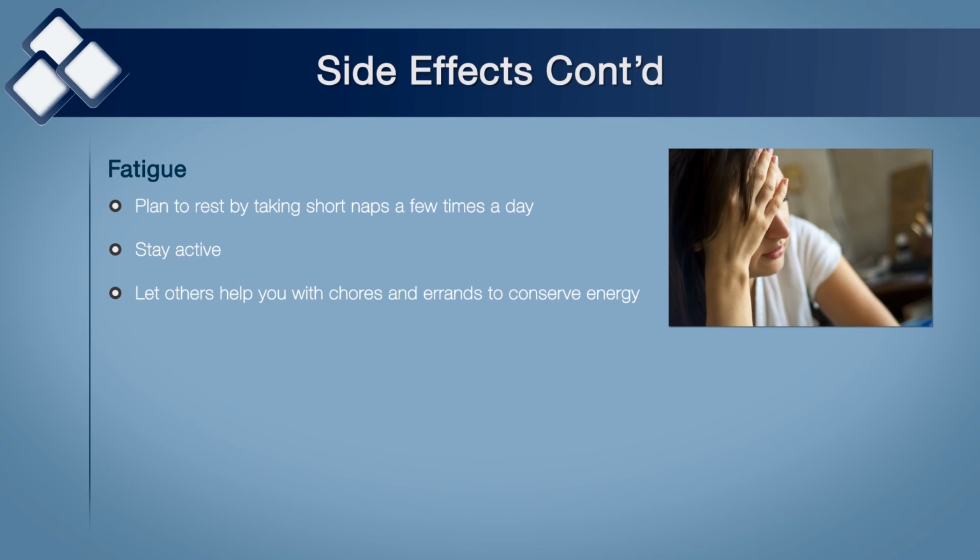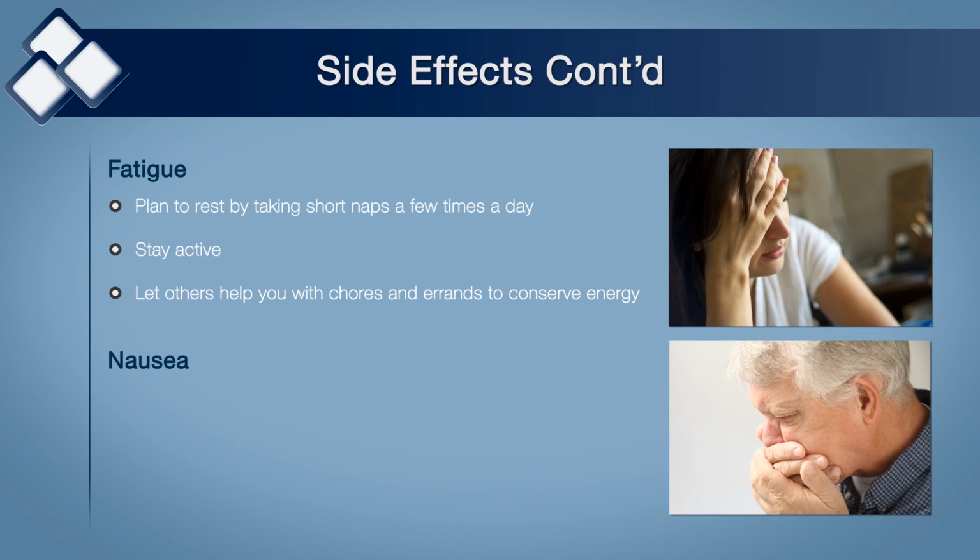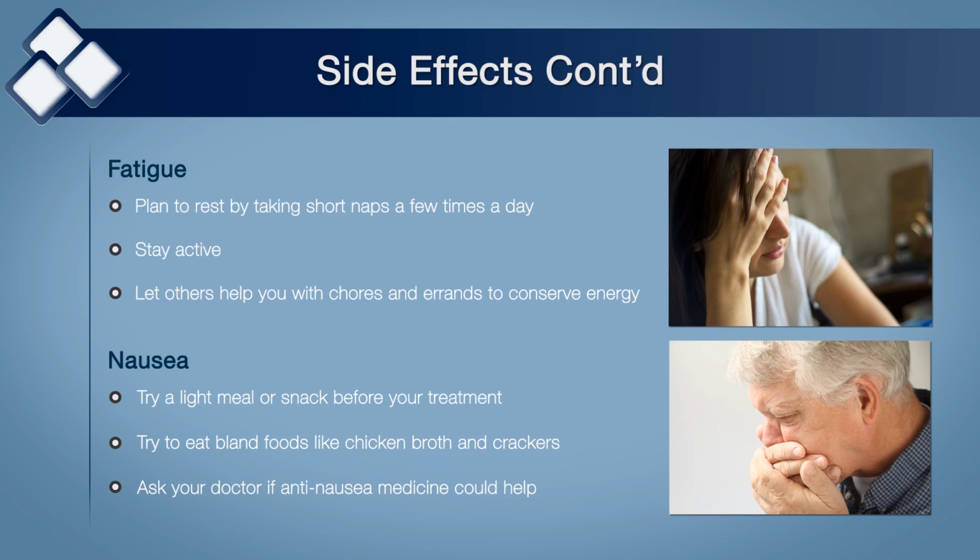With nausea, if you are getting chemo or radiation, try a light meal or snack before your treatment. Try to eat bland foods like chicken broth and crackers. You need to ask your doctor if anti-nausea medicine could help.